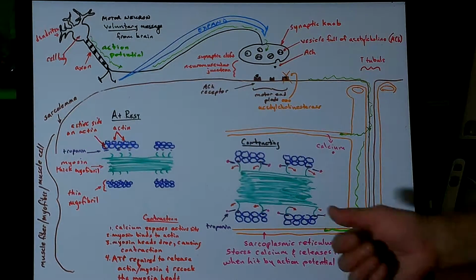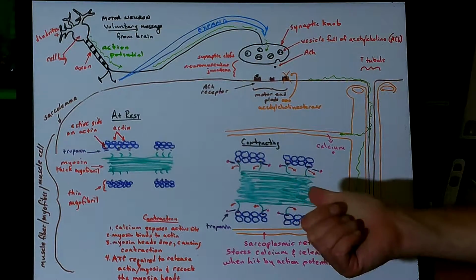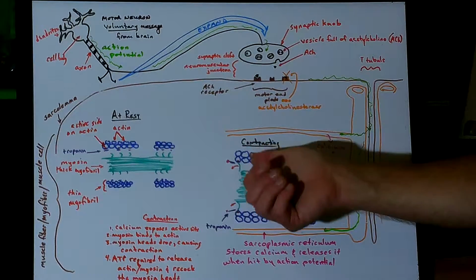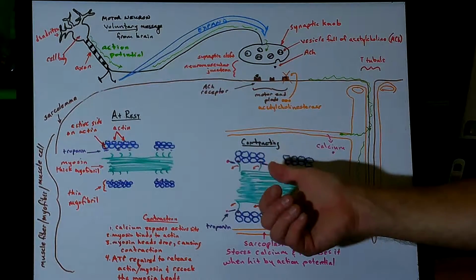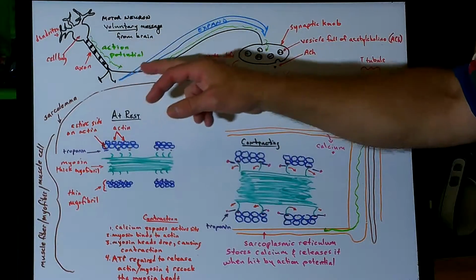Now all you need is a way to uncontract them. And for that, we have to have ATP. ATP comes in and releases the actin and myosin link and recocks the head. And so now you either keep contracting or you don't, but that message comes all the way up from the brain.